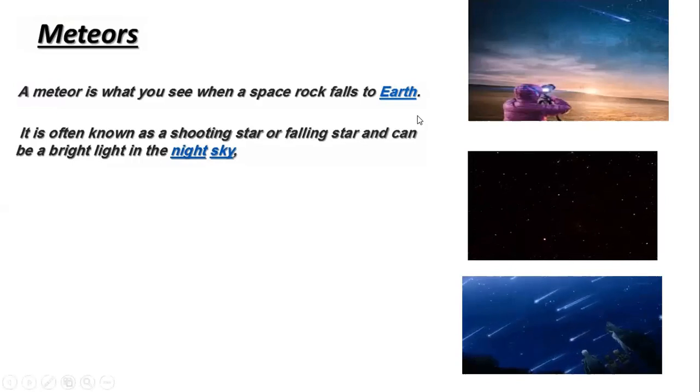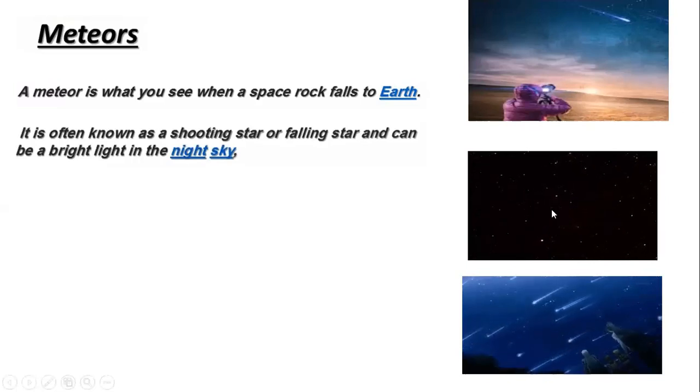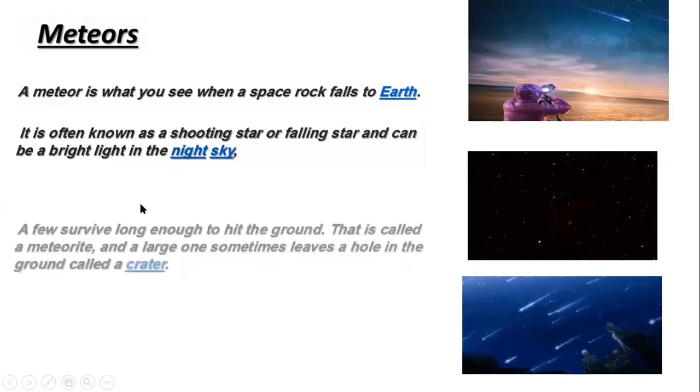Only we can see it in the night sky, and it can be a bright light in the night sky. You see here, this is a bright light in the night sky. So it is often known as a shooting star or falling star and can be a bright light in the night sky.